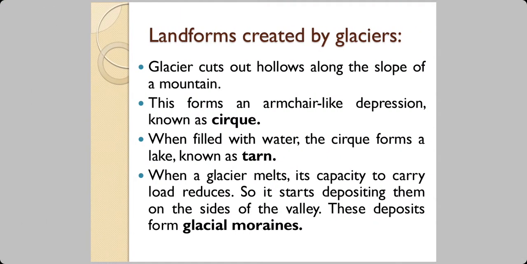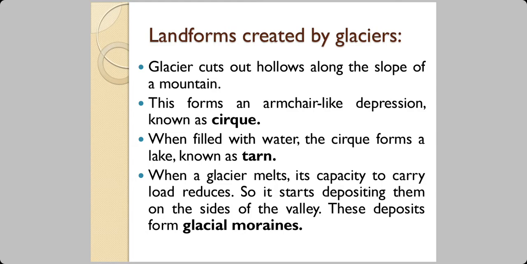The glacier itself forms different landforms. It cuts out hollows along the slope of a mountain, and this depression looks like an armchair. In the cross section, it looks like an armchair, and this is known as a cirque. And when ice melts, this depression will naturally get filled with water, and it will form a lake, and that lake is known as a tarn.